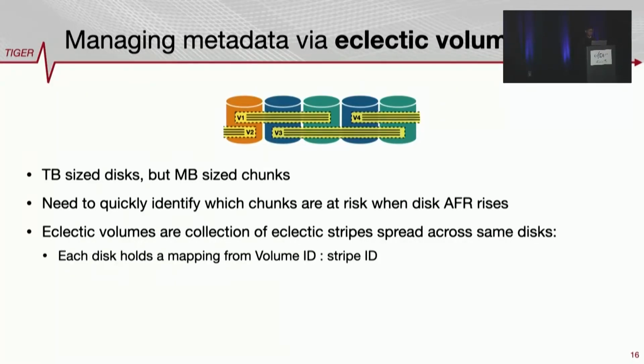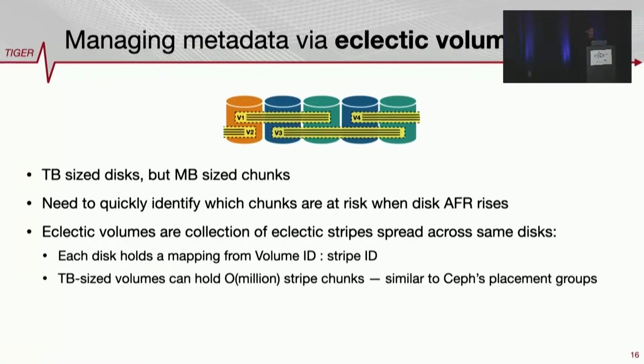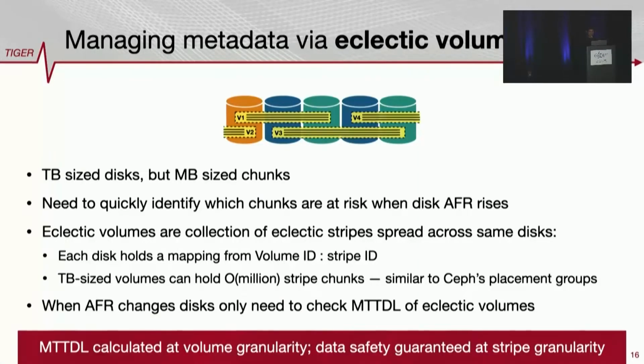Each disk has a mapping from volume ID to stripe ID, and essentially terabyte sized volumes can account for the reliability of millions of stripes. So, whenever the AFR changes, by only looking at the reliability of a handful of eclectic volumes, we can guarantee the safety of millions of stripes without having to enumerate them one by one.